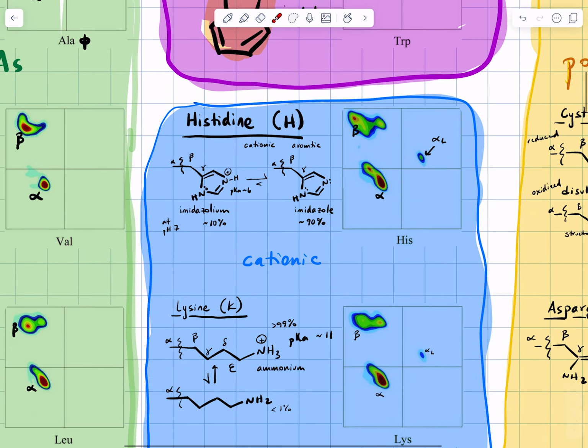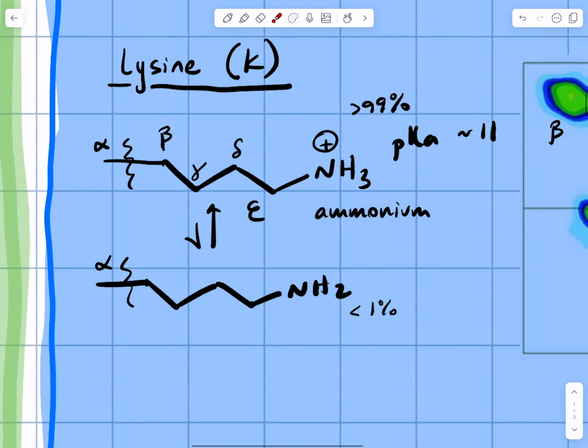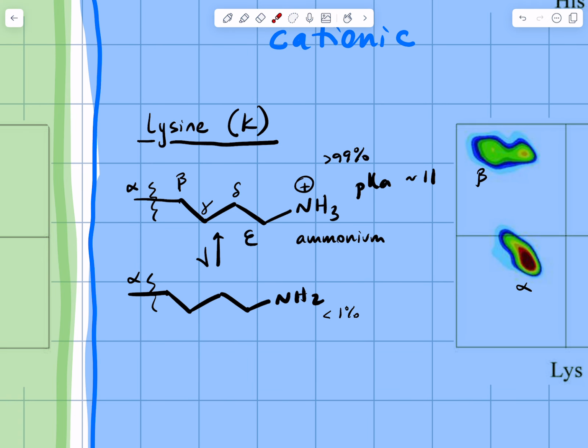So the other positively charged ones, lysine. The big challenge here is remembering how many carbons are in the side chain. I always remember the nitrogen in the lysine side chain is on the epsilon carbon, and then I memorize my Greek letters, so I'm not sure that helps anybody. Alpha, beta, gamma, delta, epsilon, then the ammonium group. At physiological pH, that is almost always charged. The pKa of the ammonium is 11.